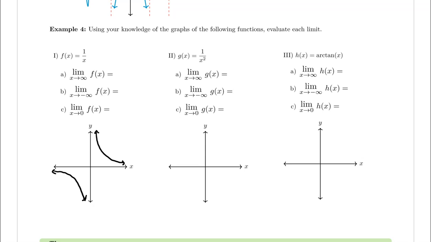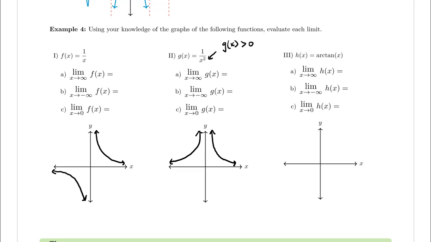And the next function, g of x equals 1 over x squared. Since our numerator is a constant and our denominator is x squared, that means that g of x will always be positive. If it's always positive, that means that it can only exist in quadrants 1 and 2 because the y values are always going to be positive. So if you were to graph this function, it looks something like this.